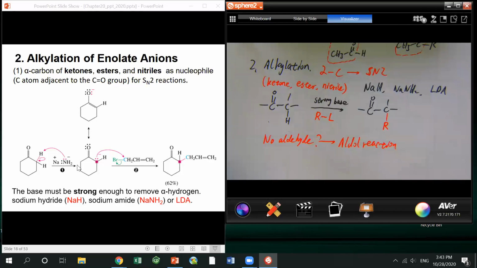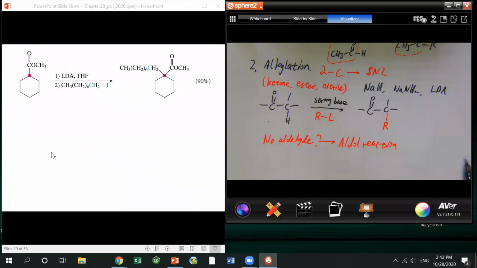So in this case, keep in mind, the aldehyde has Aldol reaction, but ketone, ester, and nitrile can stand strong base conditions and give you eventually the alkylation product. Right. Here are some examples.